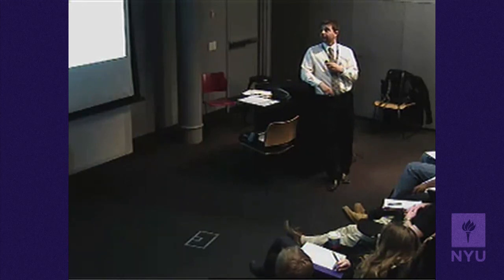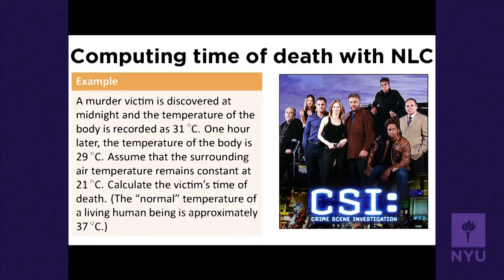Okay. Let's spice it up then and talk about murder. A murder victim is discovered at midnight, and the temperature of the body is recorded at 31 degrees. 1 hour later, the temperature of the body is 29 degrees. Assume that the surrounding air temperature remains constant at 21 degrees. Calculate the victim's time of death.